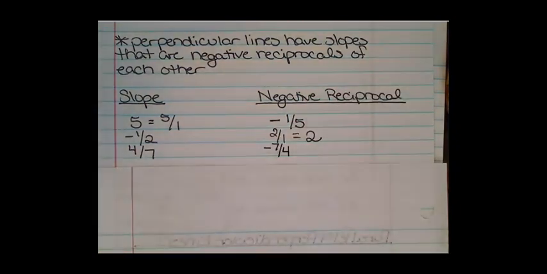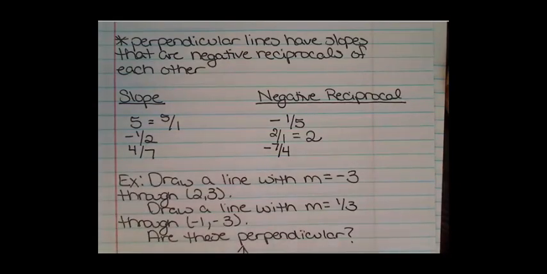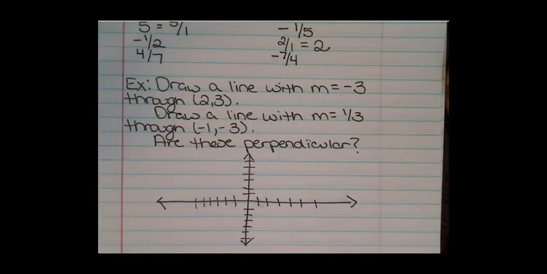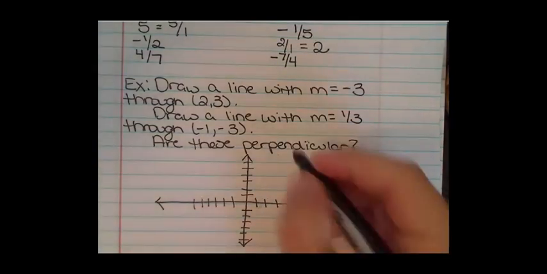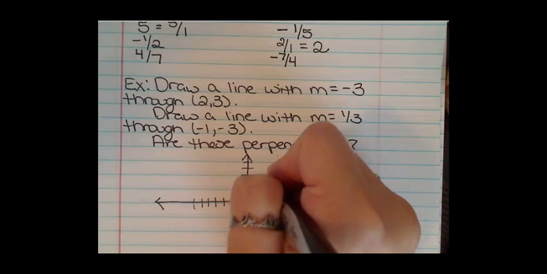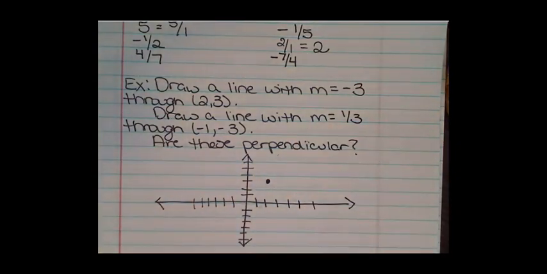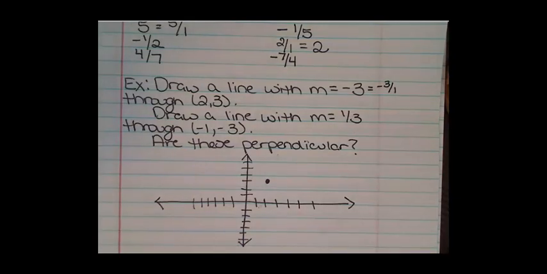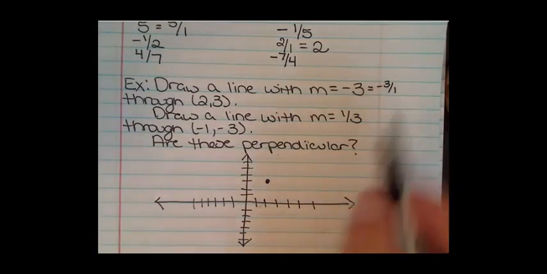Let's do an example. We're going to draw a line with a slope of -3 through the point (2, 3). So let's plot the point (2, 3). And then we have a slope of -3. Remember, -3 is the same thing as -3 over 1, which would mean our vertical change would be -3, so that would be going down 3, and then to the right 1, because the 1 was positive.